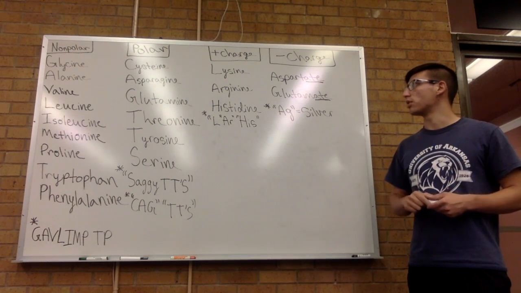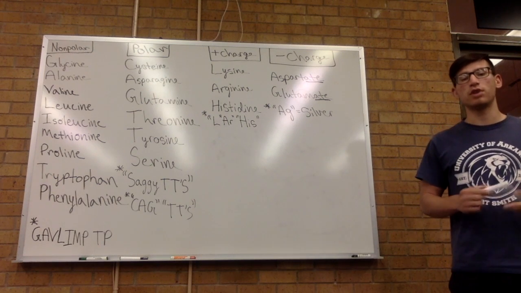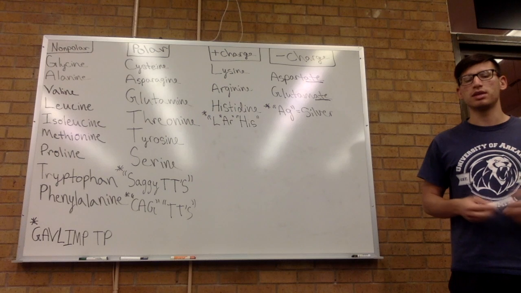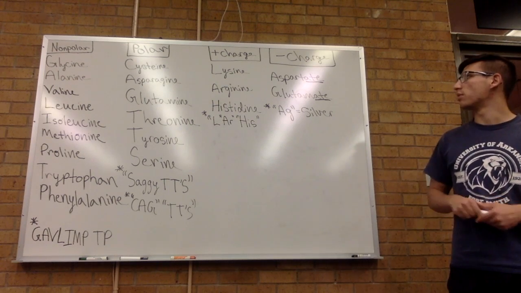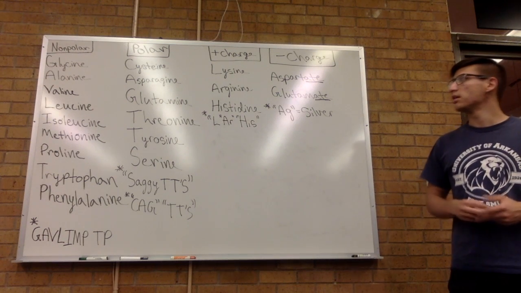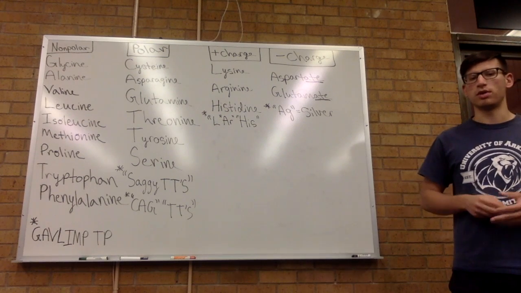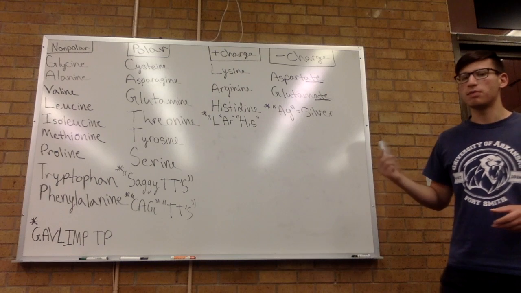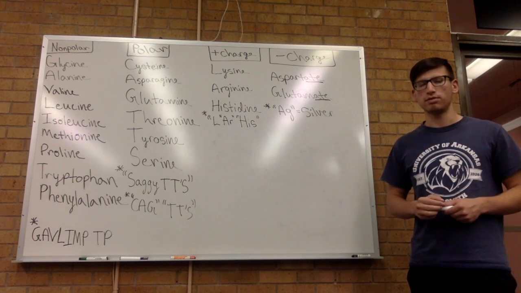Now, for charged molecules such as lysine, arginine, and histidine, they have a very hard time passing through the membrane because they want to interact with that membrane and form hydrogen bonds with it. Now, uncharged molecules such as aspartate and glutamate, they can pass very easily. With that being said, oftentimes you'll find the nonpolar amino acids inside the membrane and the polar amino acids on the outside of the membrane because they have difficulty passing through.